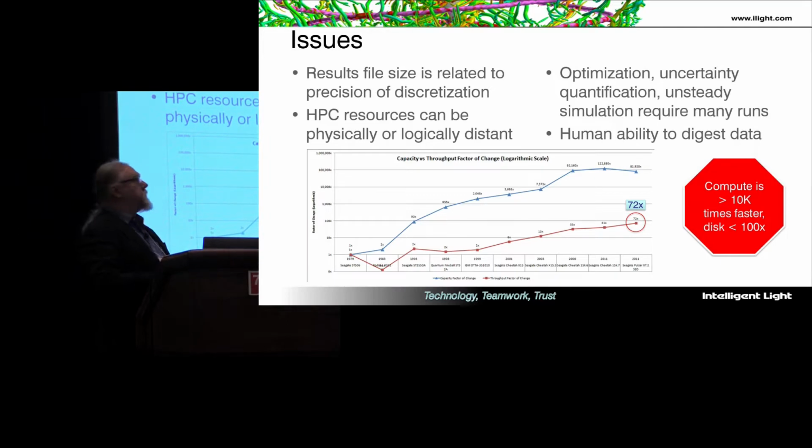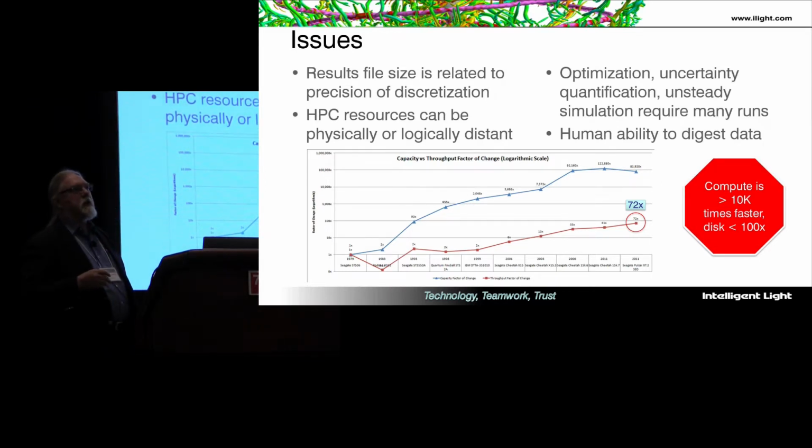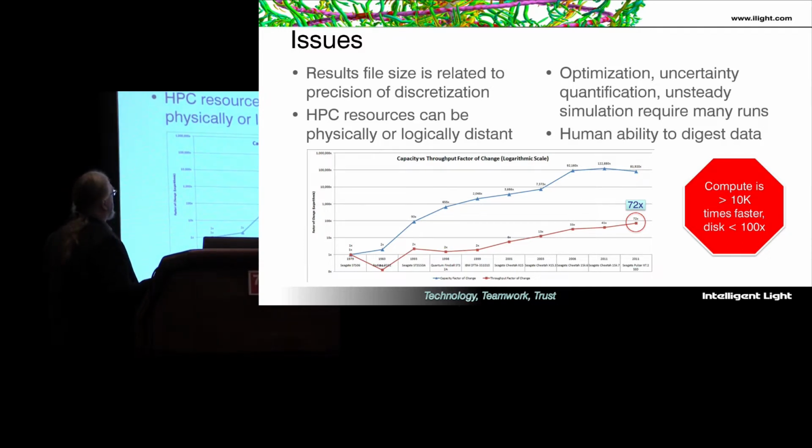So what are the issues, right? Well, it's not a perfect world. Results file size is directly related to the precision of the discretization. So, typically 5 gigabytes to 10 gigabytes is an average single steady state run file. They're not small. The HPC resources can be physically or logically distant, meaning that you can't just reach and touch the data, you've got to copy it or move it or do something.